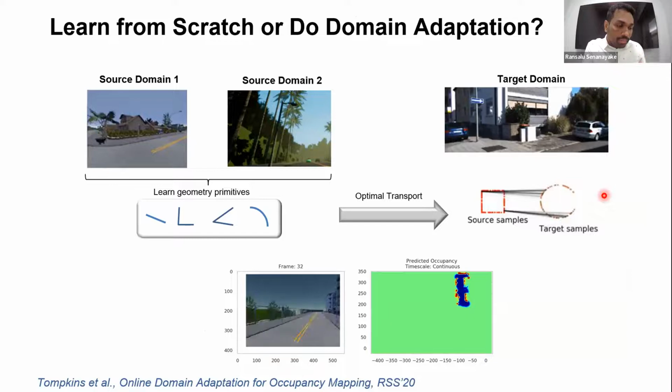With this kind of representation, we don't really need to learn from scratch. One thing that we did was, because what we have here is basic geometries, in the environment we don't have so many shapes. So we can initially learn this set of geometric primitives, and then when we encounter a new environment, we can look at the correspondence between geometries and just transfer the parameters from one environment to the other. And we can keep doing this and build this kind of maps.